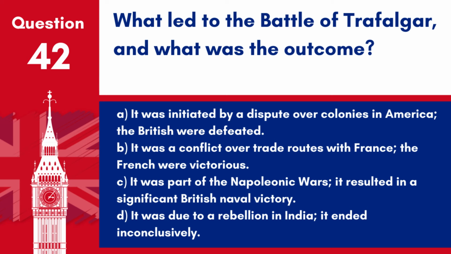Question 42. What led to the Battle of Trafalgar, and what was the outcome? A. It was initiated by a dispute over colonies in America. The British were defeated. B. It was a conflict over trade routes with France. The French were victorious. C. It was part of the Napoleonic Wars. It resulted in a significant British naval victory. D. It was due to a rebellion in India. It ended inconclusively.